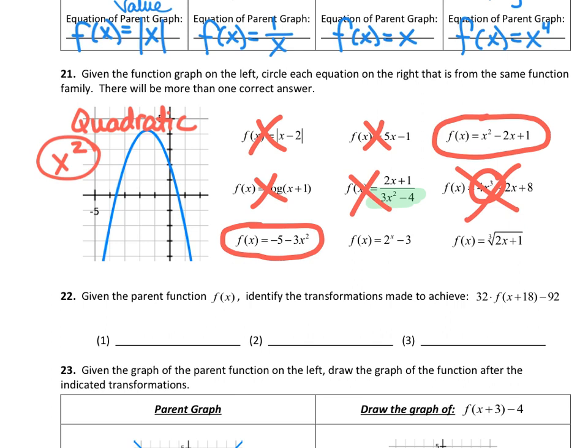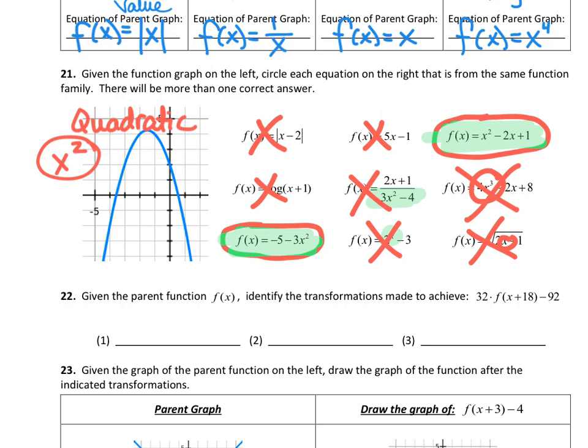This next function has an x as an exponent, but not an x with the power of 2. So it's not this one. And this last function has the x inside of a radical, so it's not that one. So your answers for this question are just this top left, or top right, and the bottom left.